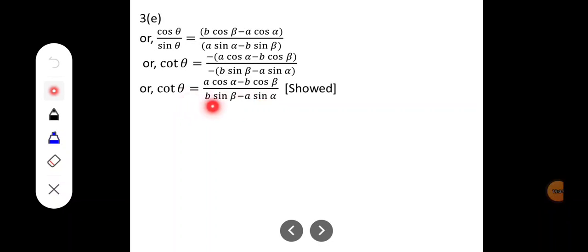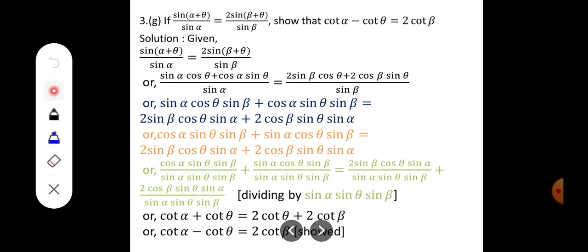And this is what we were asked to prove. Now 3G: if sin(alpha plus theta) divided by sin alpha is equal to 2 sin(beta plus theta) divided by sin beta, then show that cot alpha minus cot theta equals 2 cot beta.